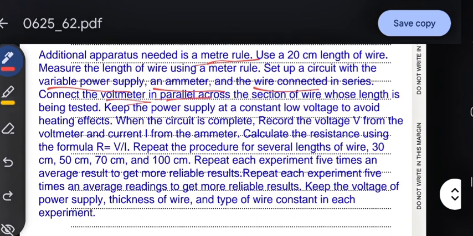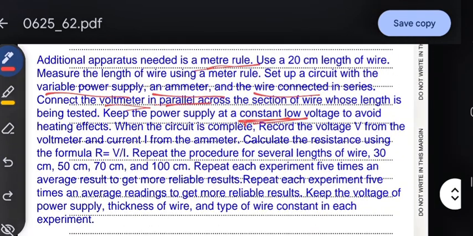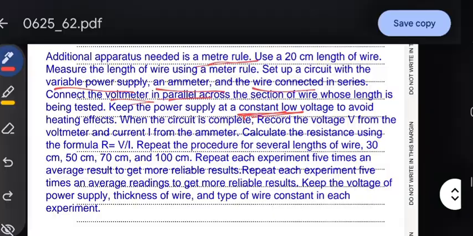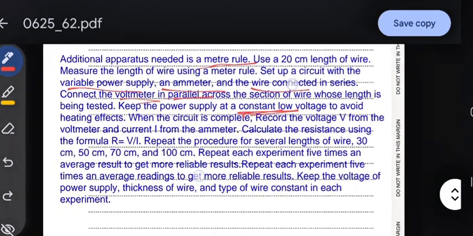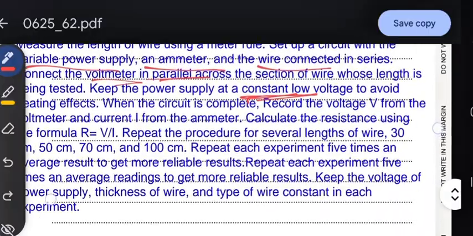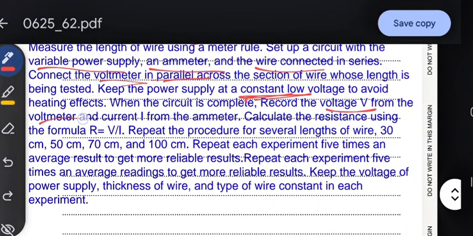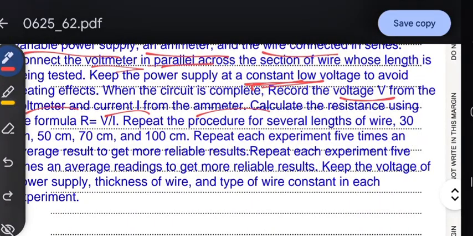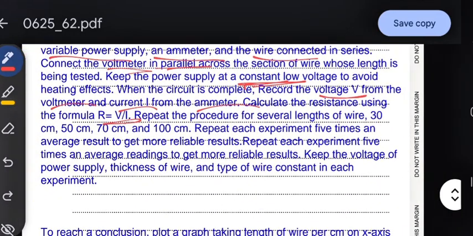Now keep the power supply at a constant low voltage, to avoid heating effects. You can add this. Then when the circuit is complete, you get the voltage V from the voltmeter and the current I from the ammeter. Calculate the resistance using the formula R is equal to V over I, like you already told us before.